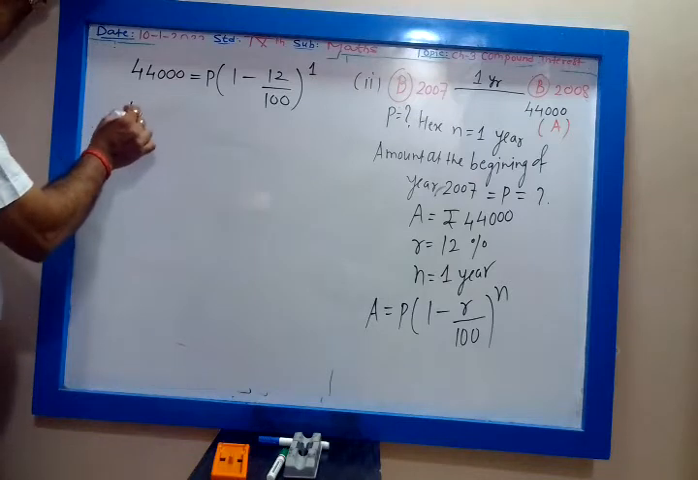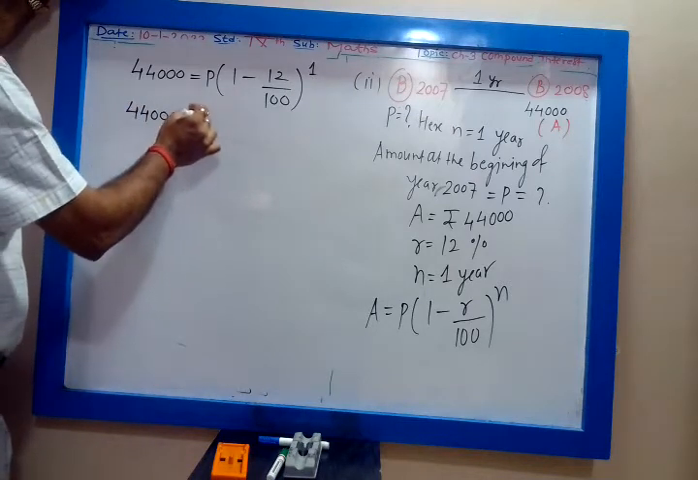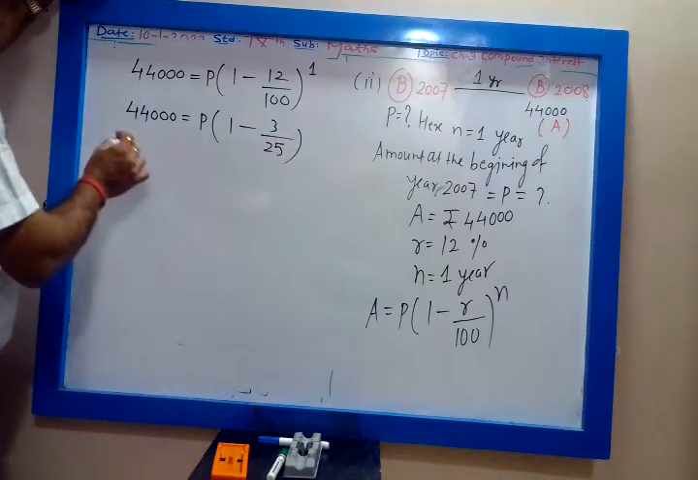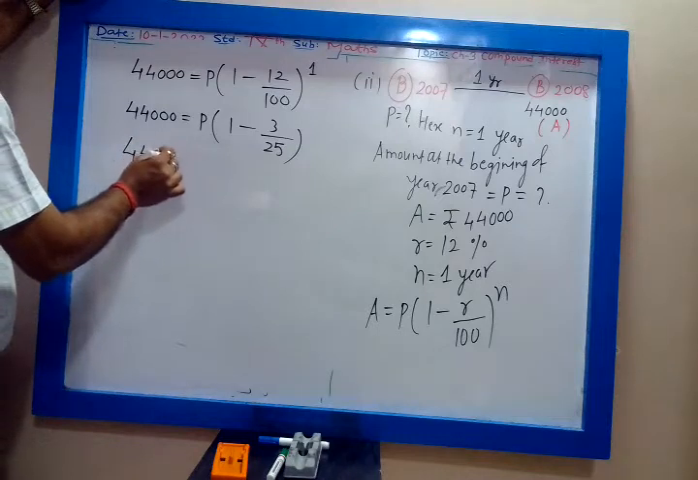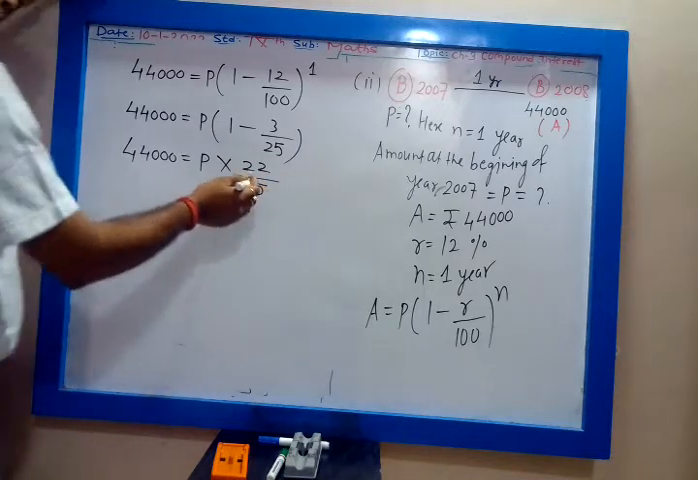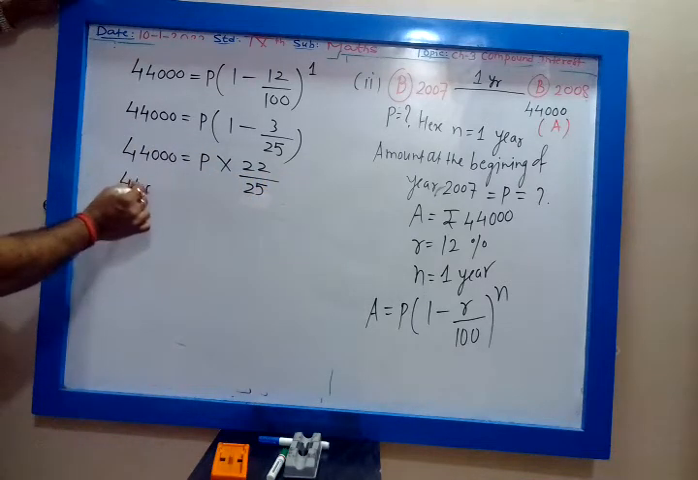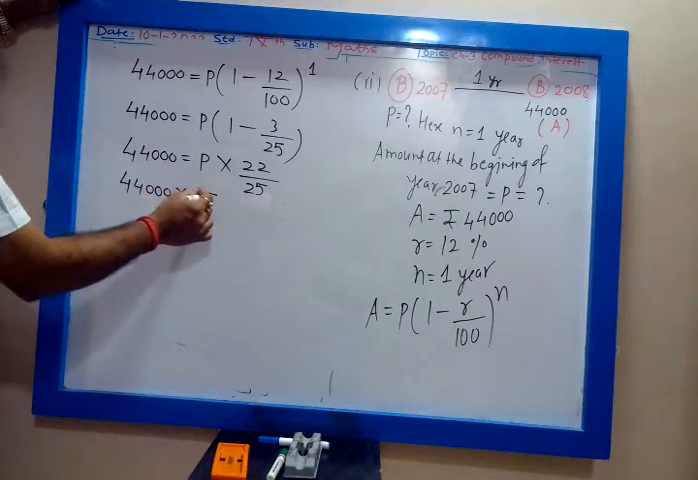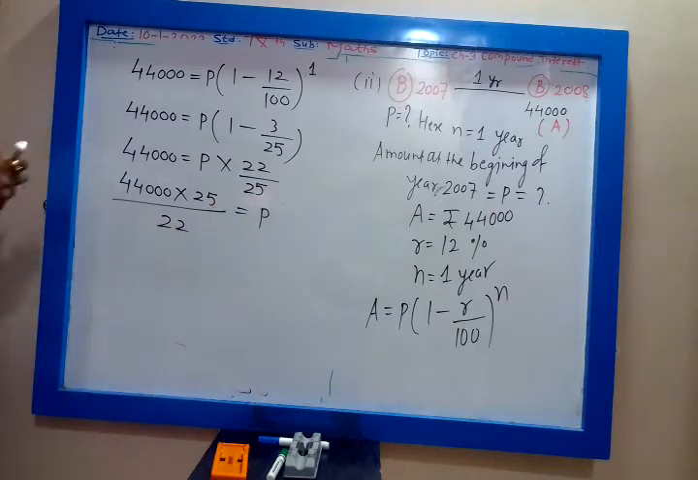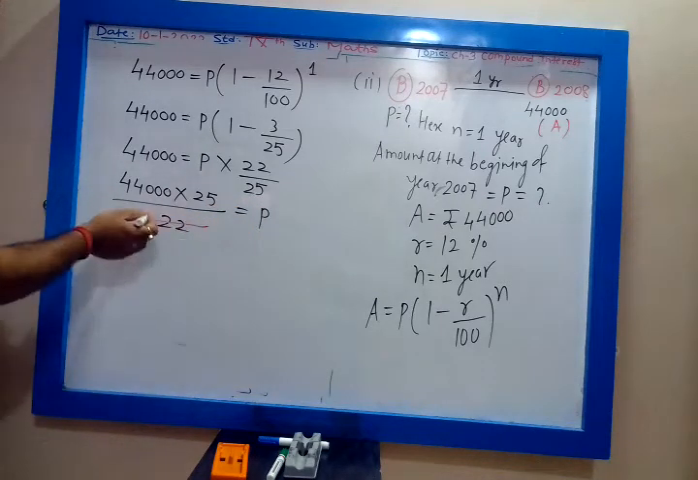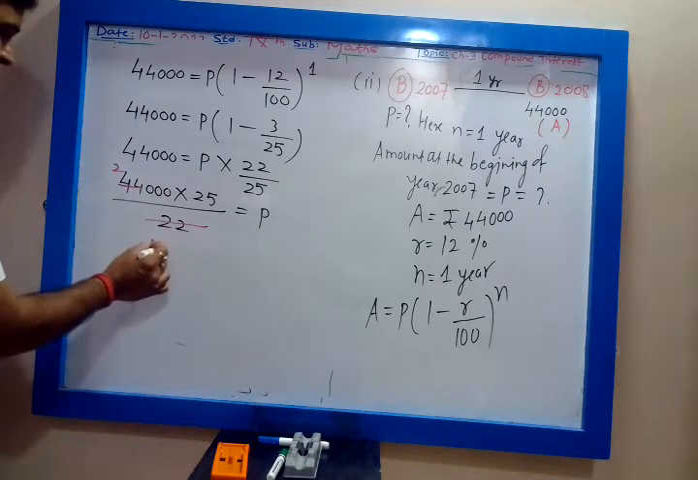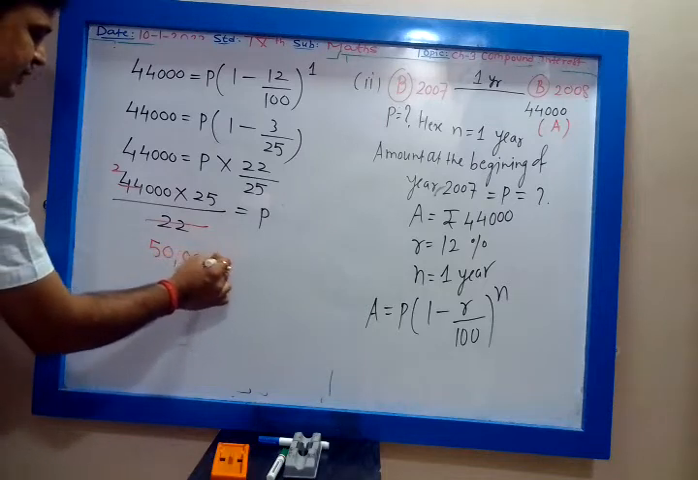So 44,000 is equal to P into 1 minus 3 upon 25. So 44,000 is equal to P into 22 upon 25. So 25 will go up, 44,000 into 25, and 22 will come in the denominator. Is it? Yes. 22 into 2000 is 44,000, so 2000 into 25, which is 50,000. Yes, 50,000 is my P.